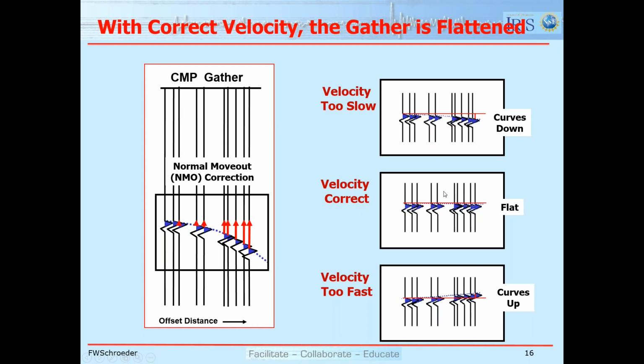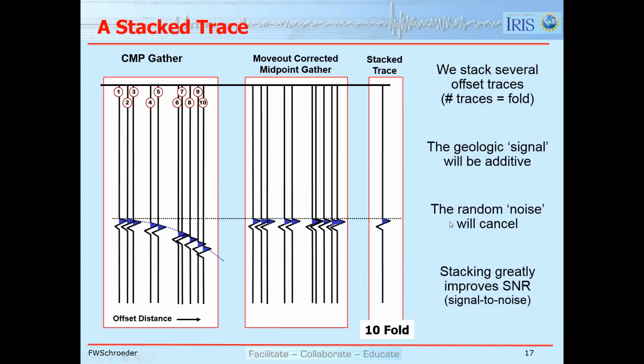And so the way in which we flatten these data are now all automated. We have some QC that a human operator will do, but the computer will test different velocities and see how flat or non-flat the different hyperbolic reflections are. And it will indicate which velocity gives us close to being a flat hyperbolic reflection.